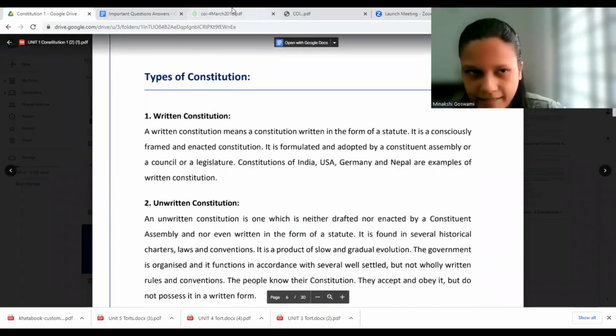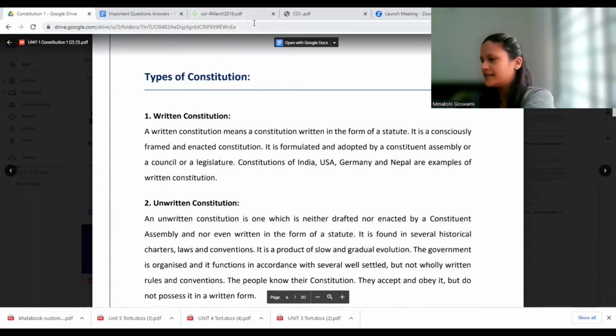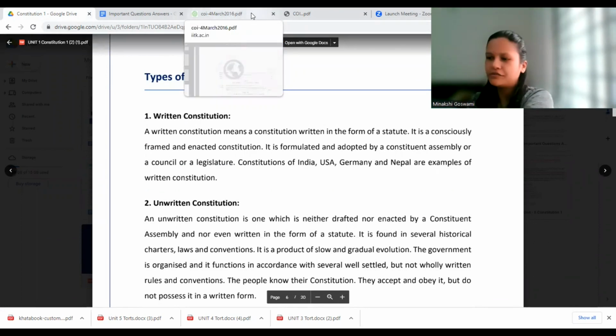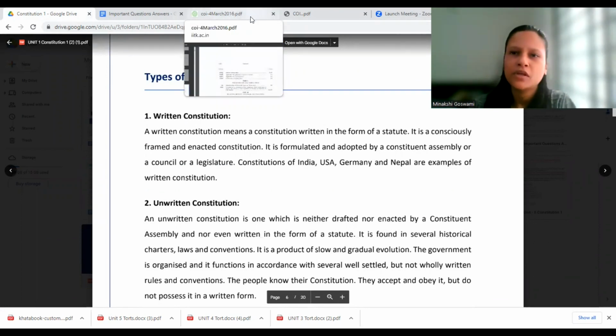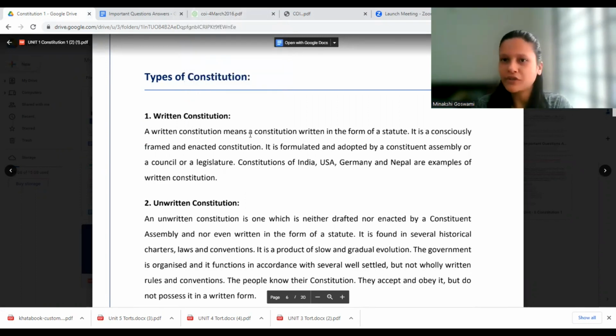Okay, now the first thing that we have is types of constitution. What are the different types of constitution? So you might have heard that the Indian constitution is the lengthiest written constitution, like that we see. Right, so when we talk about written constitution, we can say that constitutions may be written and unwritten.